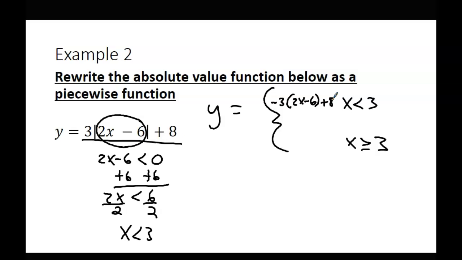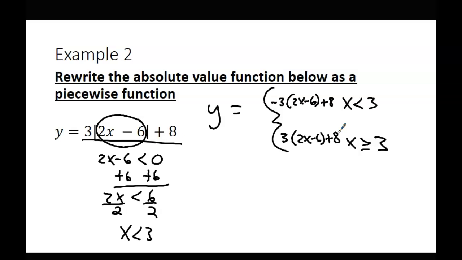Now for the one where x is greater than 3, I'm going to rewrite the whole thing, but I'm not going to change the sign. We're still going to get rid of the bars and put parentheses, but we're not going to change the sign. So this one's going to be 3, 2x minus 6, plus 8. Okay? So what I've done now is I've taken the two halves of this absolute value function and split it up into two lines. Anything to the left, that's that line. Anything to the right, that's that line. Now technically, this is correct, and you can leave it like this.